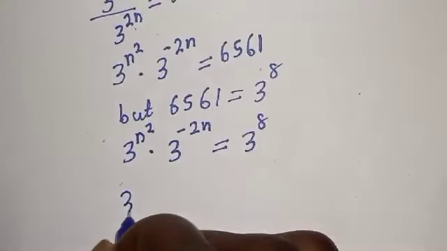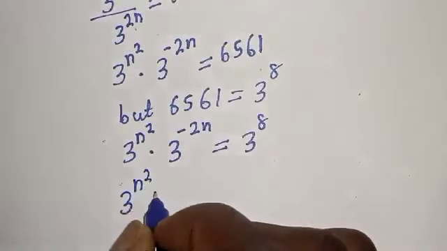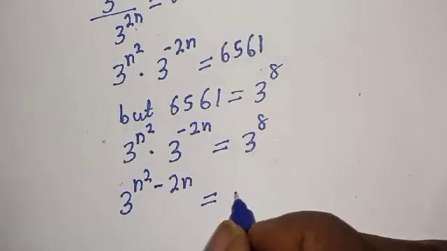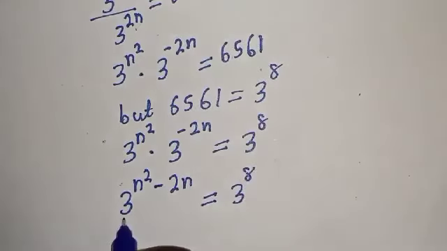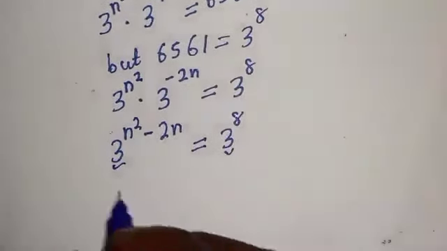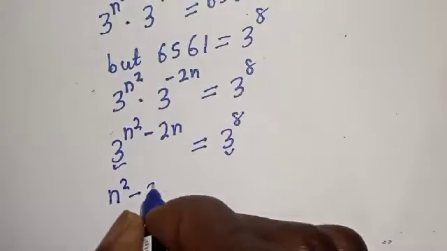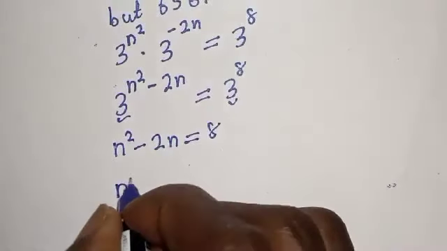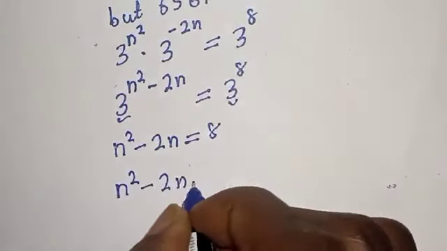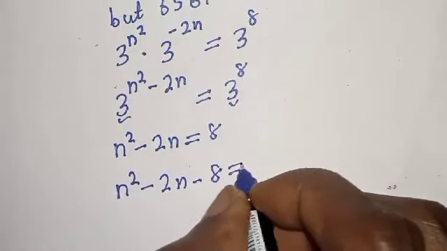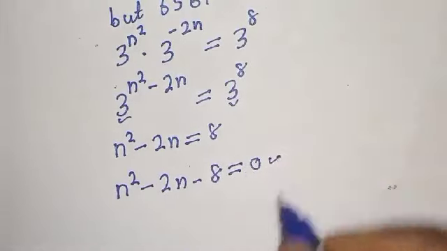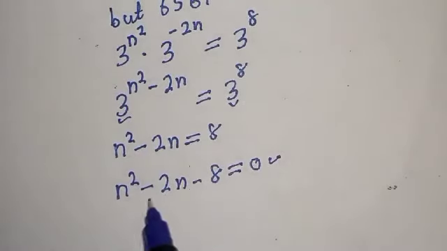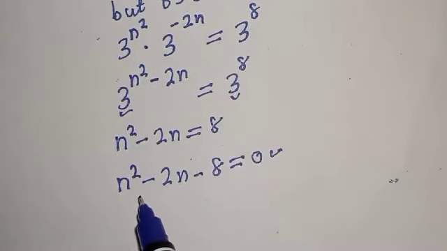So this is 3 raised to power n squared minus 2n is equal to 3 raised to power 8. They have the same base 3, so we have n squared minus 2n is equal to 8. Then n squared minus 2n minus 8 is equal to 0. This is a quadratic equation, which can be solved using either the quadratic general formula or the factorization method. But in this case, we are going to make use of the quadratic general formula.